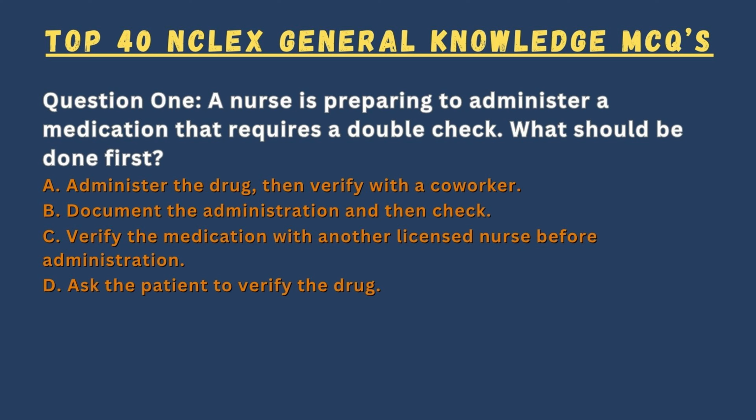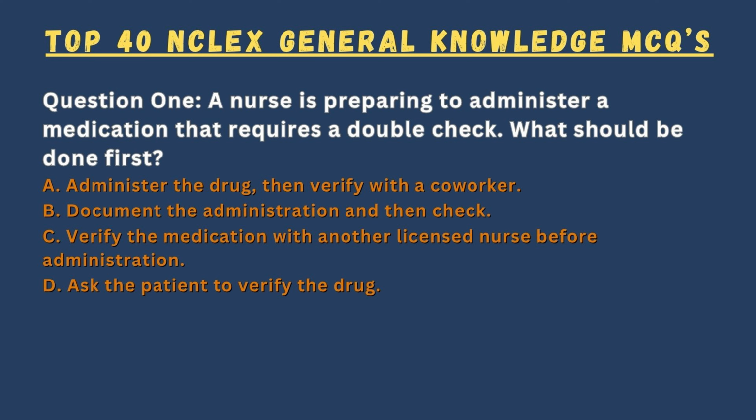Question 1. A nurse is preparing to administer a medication that requires a double check. What should be done first? A. Administer the drug, then verify with a coworker. B. Document the administration, and then check. C. Verify the medication with another licensed nurse before administration. D. Ask the patient to verify the drug.